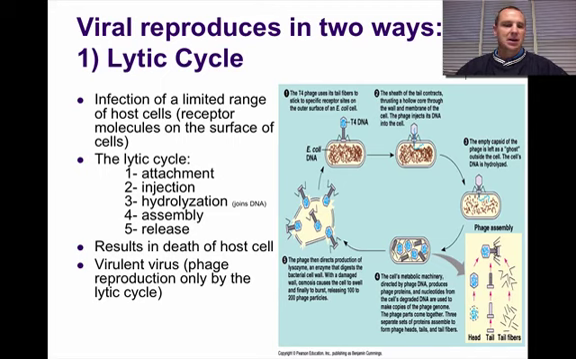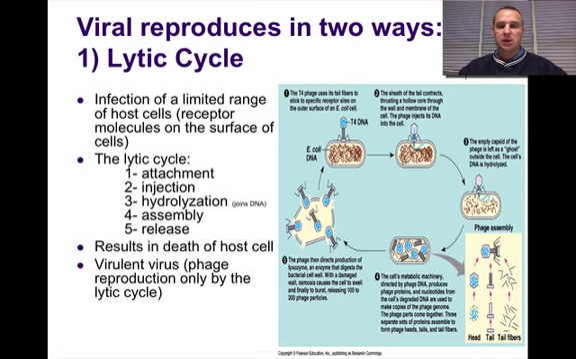It has an attachment. The virus attaches. It injects its DNA or RNA into your cell. You have hydrolyzation, which is the joining of the viral DNA to the host DNA or RNA, and then you have assembly of the virus and then release. Now, the thing about the lytic cycle is whenever the viruses are released from the cell, it causes death of the host cell.